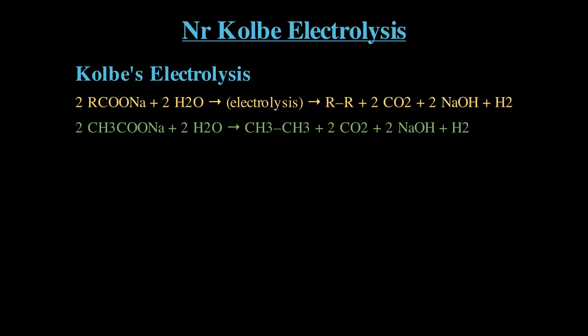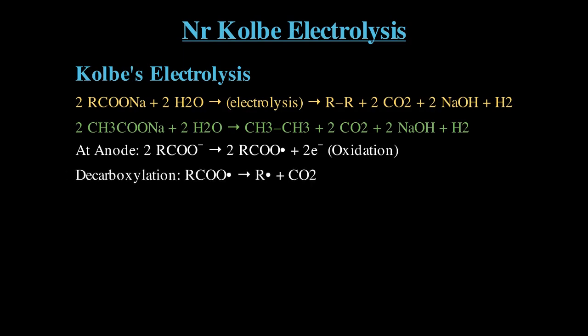So what's happening at the electrodes? At the anode, 2 carboxylate anions are oxidized, losing 2 electrons to form 2 carboxyl radicals. These radicals are unstable and undergo rapid decarboxylation, meaning they lose carbon dioxide to form 2 alkyl radicals. Finally, these 2 alkyl radicals couple together, forming our desired alkane, R-R.